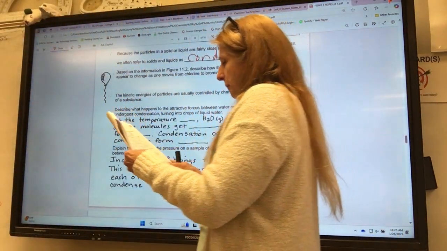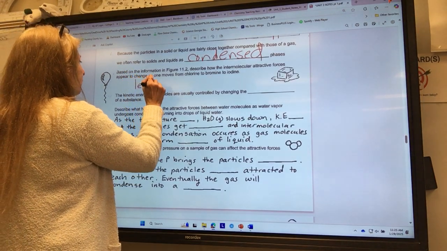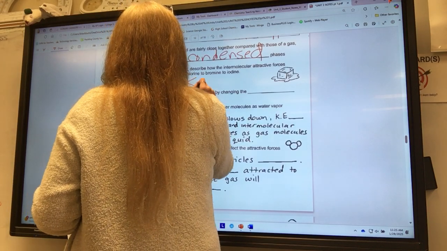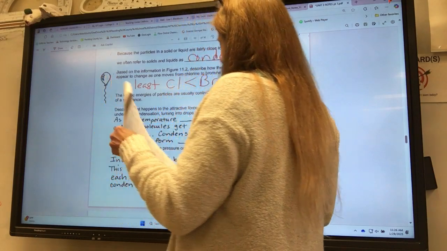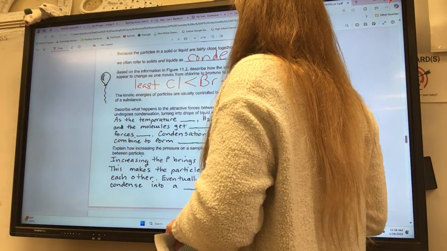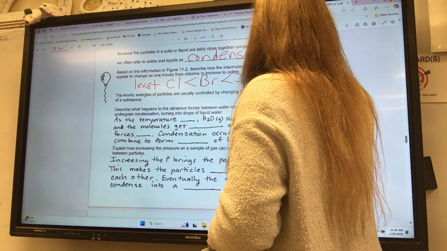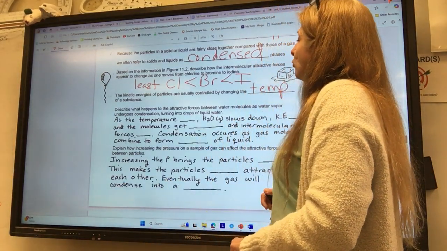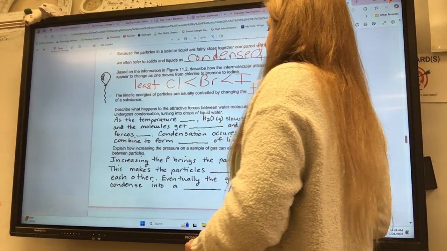So if we were going to talk about its forces, the one with the least forces would be chlorine, right? And then bromine, and then iodine. All easy, right? Okay, the kinetic energies of particles are usually controlled by changing the temperature. You heat it up, it moves faster. The dance goes faster.